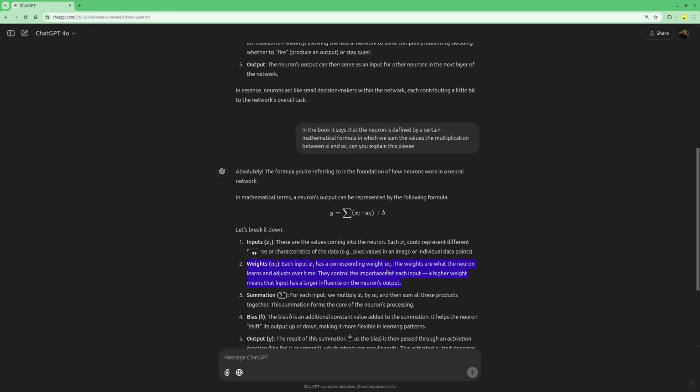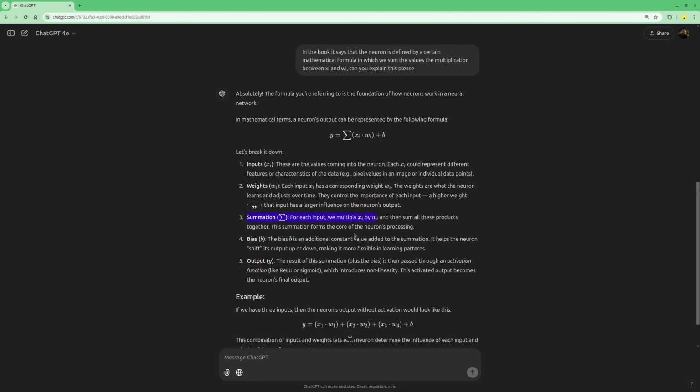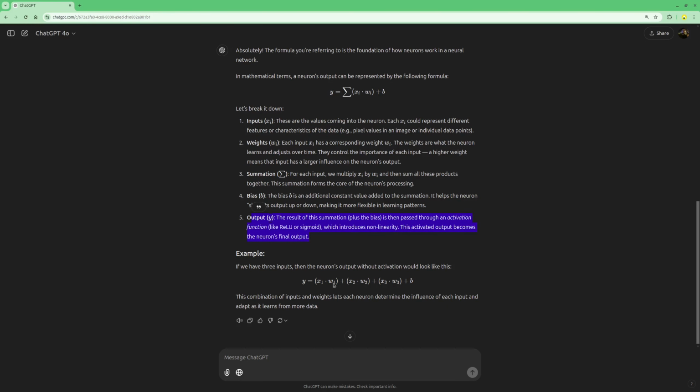So what I'm going to do now is ignore all the things that I don't know. For example, why we sum stuff. Bias. And output. The result of this summation plus the bias is then passed to an activation function which introduces non-linearity. For example, if you have 3 inputs, then the neuron's output without activation would look like this. The combination of inputs and weights.